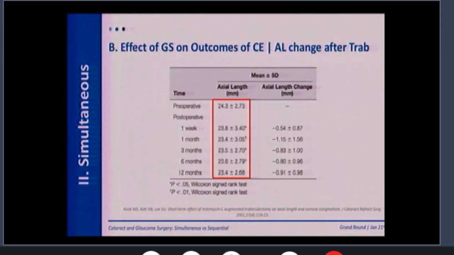And as I mentioned earlier, the whole ocular biometry changes after trabeculectomy. This study clearly shows that the axial length actually reduces after trabeculectomy. So if you lower the pressure, the mean axial length changes from 24 millimeters pre-op down to 23.4 millimeters at 12 months. One might think that, well, if the axial length is less, the patient should be hyperopic rather than myopic. And the answer to that is that, as I mentioned earlier, the whole ocular biometry changes. So it does not only have to do with the axial length per se, but with other factors.